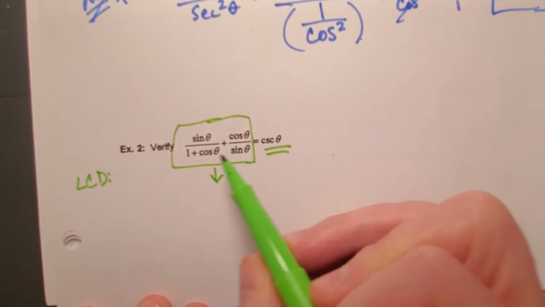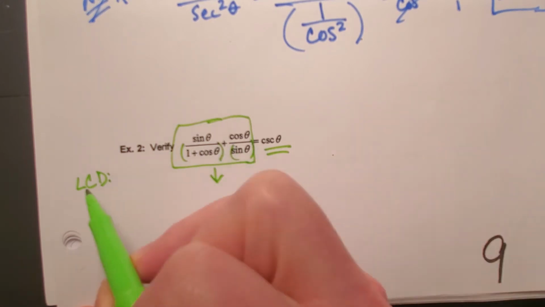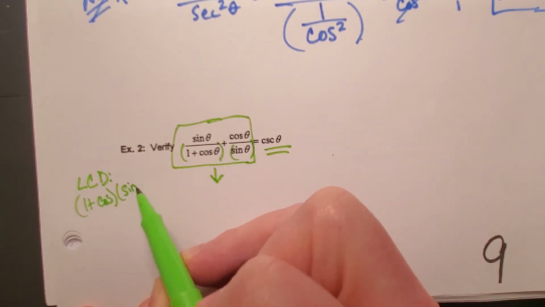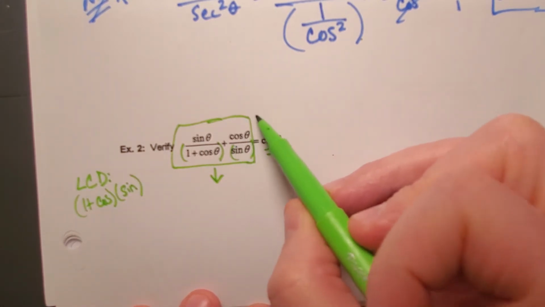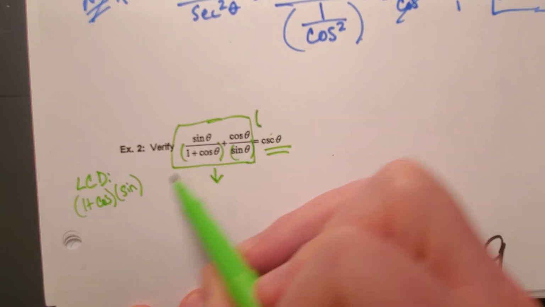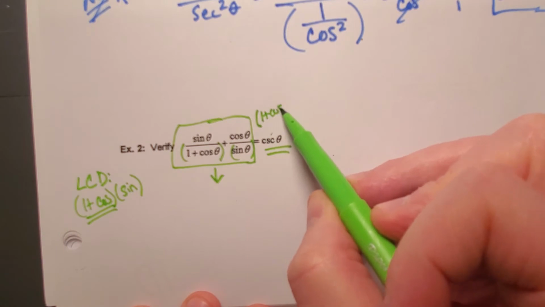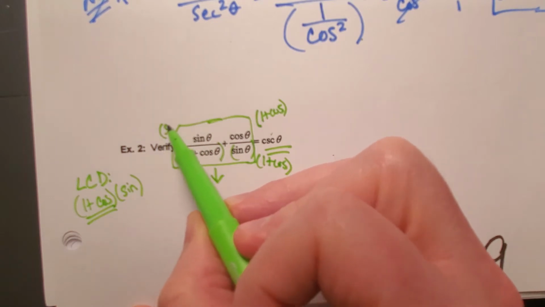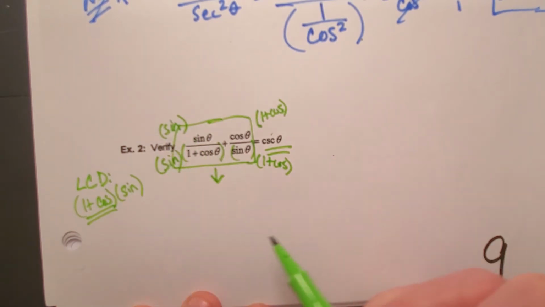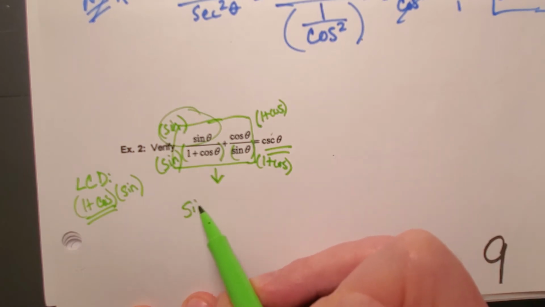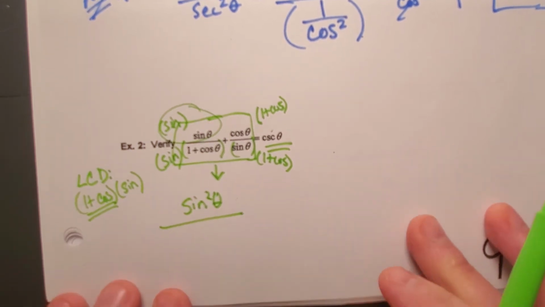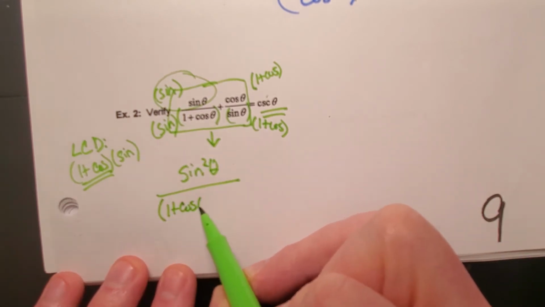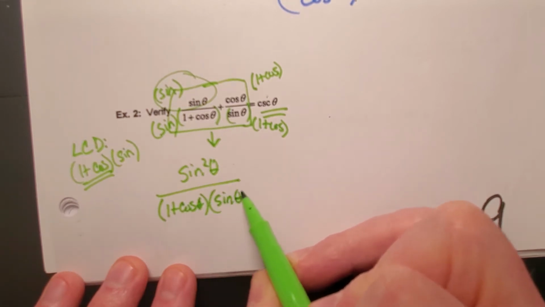So the lowest common denominator would be this times this. It's going to be 1 plus cosine times sine. What does that mean? That means the right-hand side needs to be multiplied by what's missing, 1 plus cosine, top and bottom. And on the left-hand side, I just need to multiply by sine, both top and bottom. Now this will give me sine squared theta over the LCD, 1 plus cosine theta times sine theta.